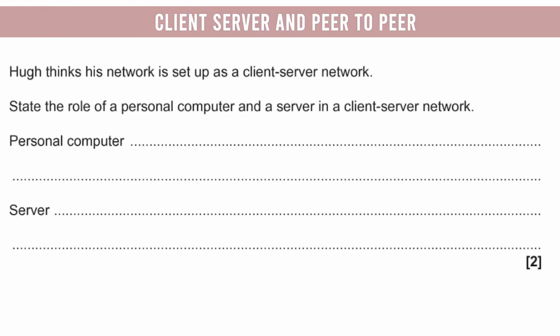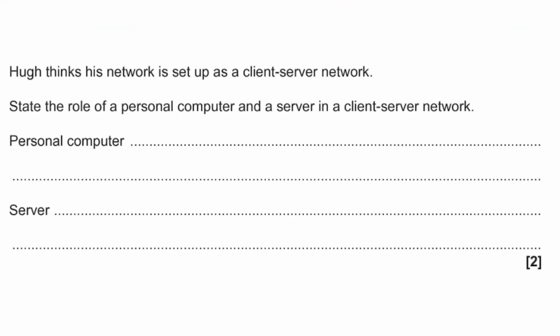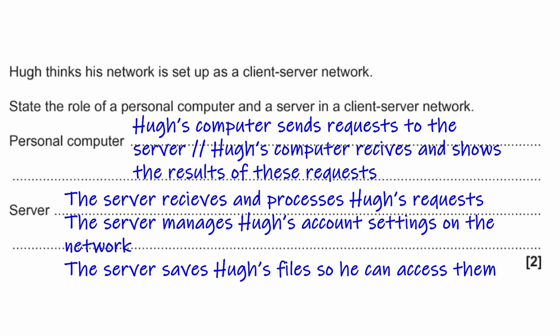In this exam question, Hugh thinks that his network is set up as a client-server network. State the role of a personal computer and a server in a client-server network. So what you need to do for this question is you're going to get 1 mark for explaining the role of his personal computer in this situation and also the role of the server. So we should know that the personal computer sends and receives requests from the server.